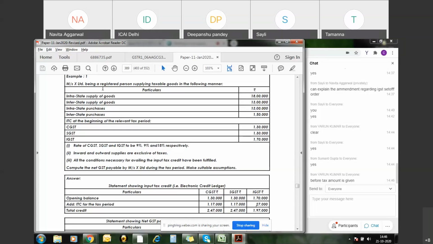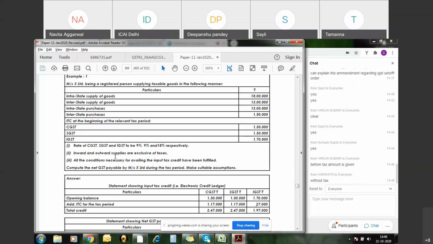Yes, yes, Varun. That amount given above is exclusive of tax. That means we have to apply the rate of tax on the above figures. All the conditions necessary for availing the input tax credit have been fulfilled. Means in the question they have given, you can go ahead to utilize the ITC. All the conditions are met by X Limited.